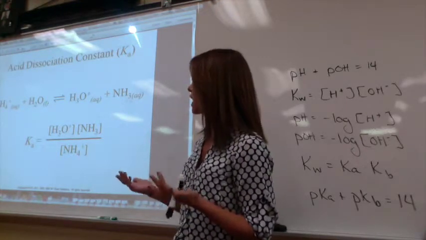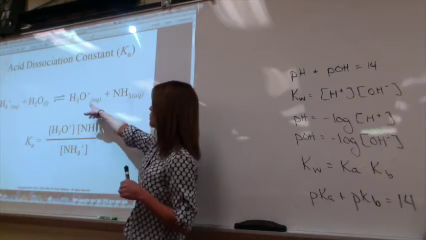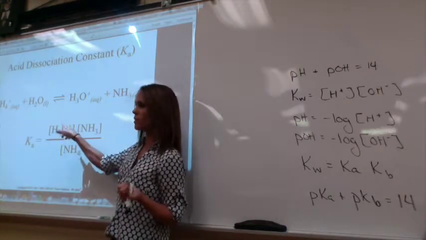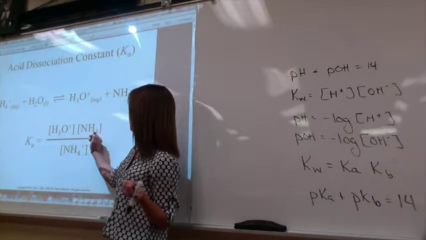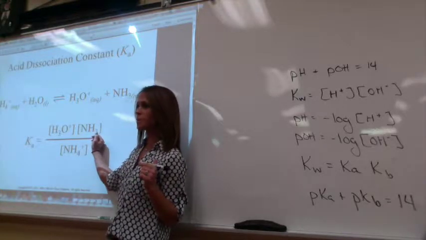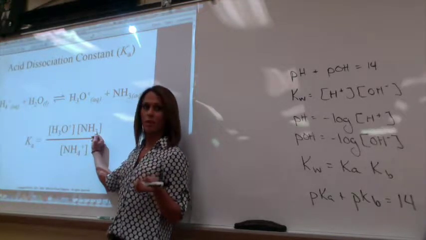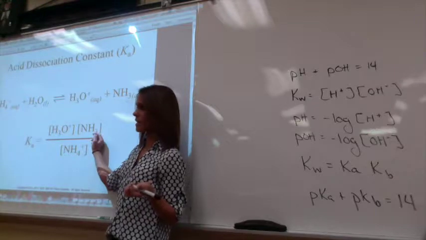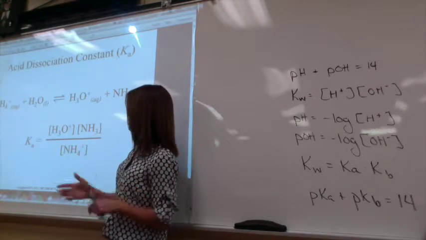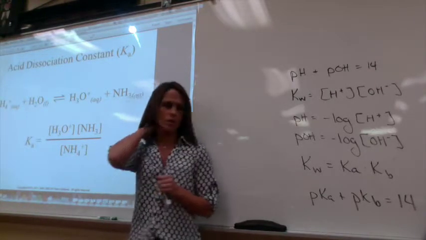But if we're solving for Ka, we're going to do the same way as before. Products over reactants. We don't include liquids. We don't include solids. If there's coefficients, what do you do with them? You raise it to the power. You make it the exponent, right? So for this one, this is our acid dissociation constant.